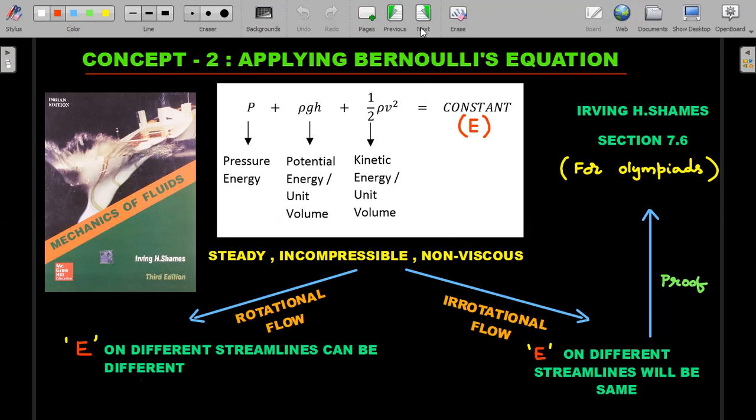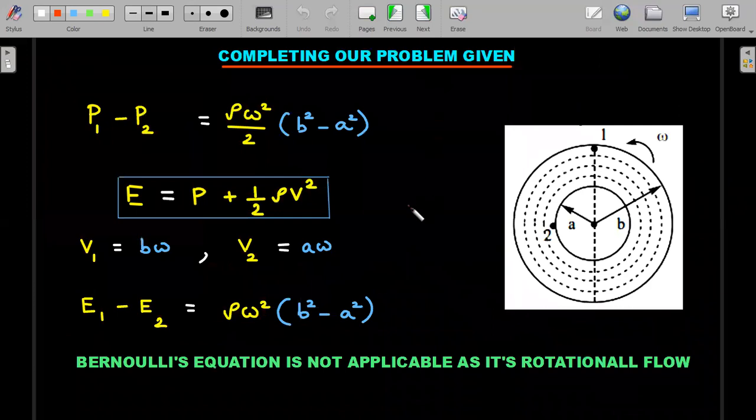Okay, so let's move forward with the concept we have accomplished, and complete our problem now. We have already derived the value of P1 minus P2, the outside minus inside pressure, as this, using the integration. And we know that in this problem, because gravity is not involved, it's a horizontal diagram, the value of E comes out to be P plus half rho V square. The value of V1, that is the outside one, is B omega, and V2, the inside one, is A omega.